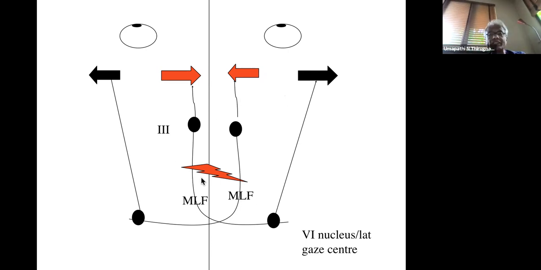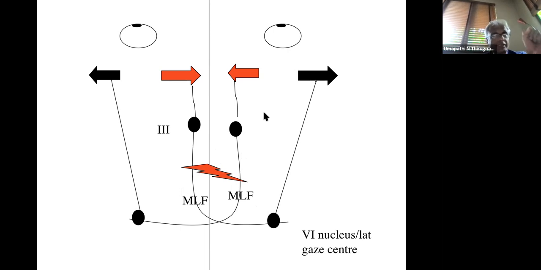But in a medial longitudinal fasciculus lesion, if you think a little bit about what you remember from anatomy days, you know that the third nerve is in the midbrain, the sixth nerve is in the pons, and the medial longitudinal fasciculus travels all the way from up here to the third nerve. Now, if there's a lesion in this tract here, it's going to affect the ability to look left and look right.